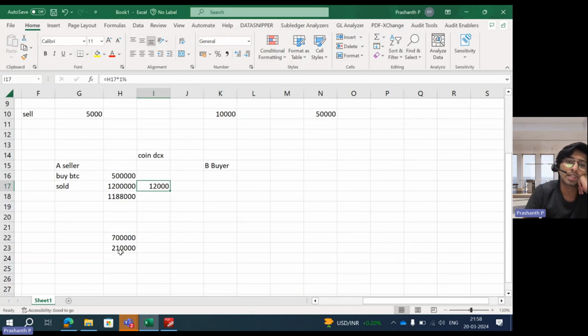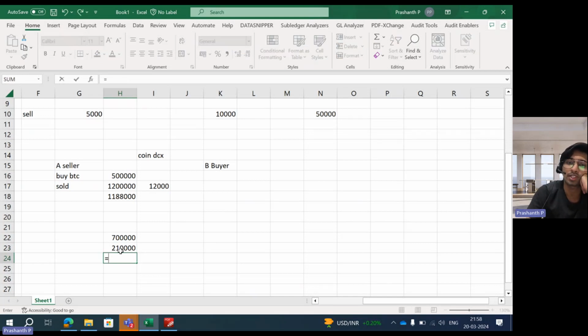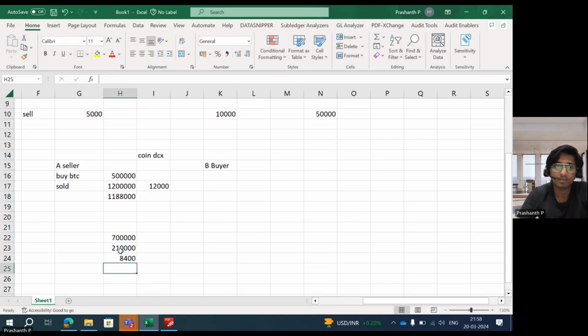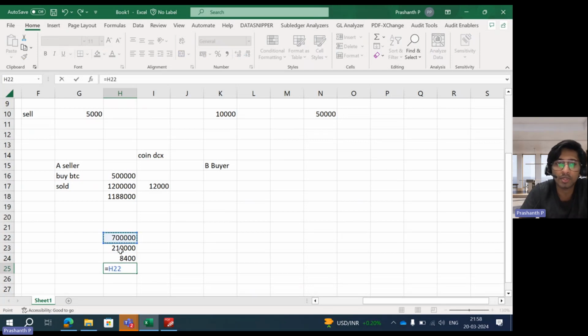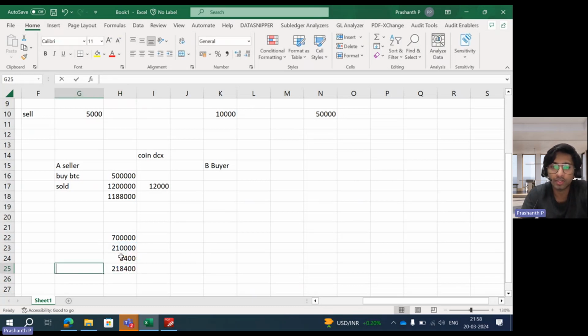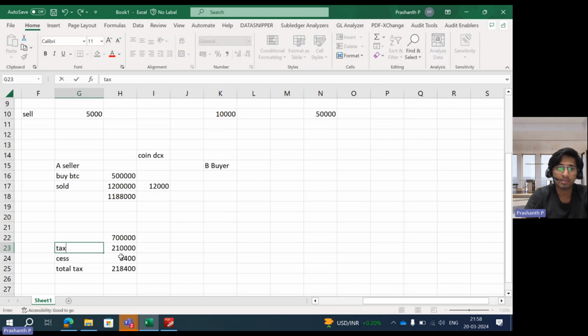So Mr. A has to pay tax of 2 lakh 10,000 rupees. On this 2 lakh 10,000 rupees, he will be required to add 4% of cess. How much is 4% of cess? 8,400. So how much is the total tax coming? 2,10,000 plus 8,400. So this is the total tax amount he has to pay. This is cess, this is tax.